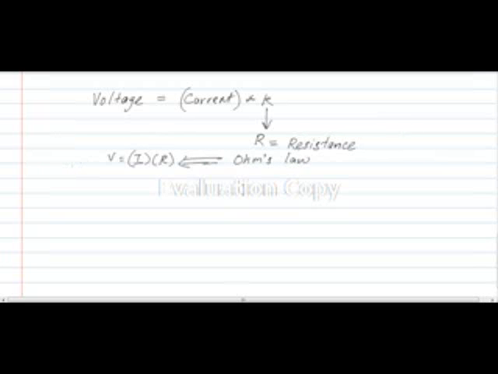That being said, we can rearrange the terms and write two other forms of Ohm's law. We can also say I equals V over R, and finally R equals V over I. In other words, given any two quantities, we can calculate the third.